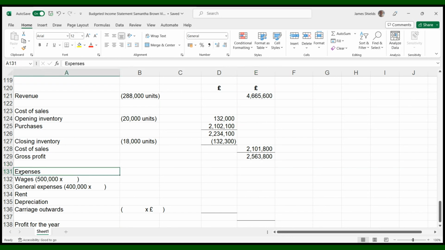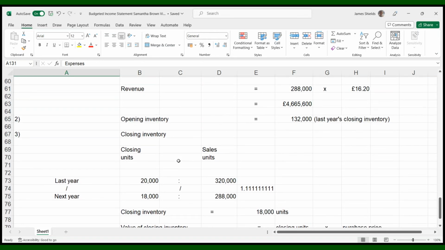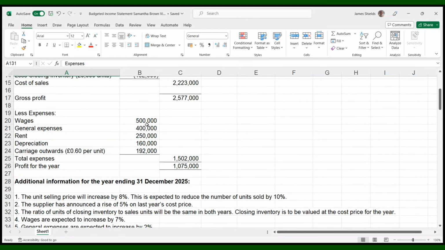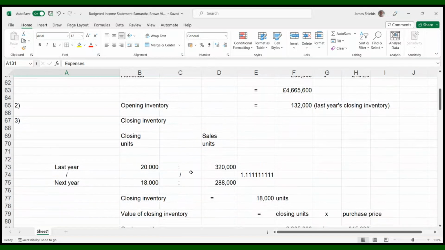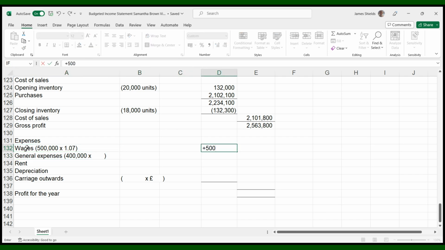Now I'm going to look at the expenses. We've got 5 expenses to do. So wages was the first one. It tells us in the information that wages are expected to increase by 7%. Now the wages were previously 500,000. So it's 500,000 increased by 7%. It's going to be times by 1.07. So 500,000 times 1.07 is going to give us £535,000.